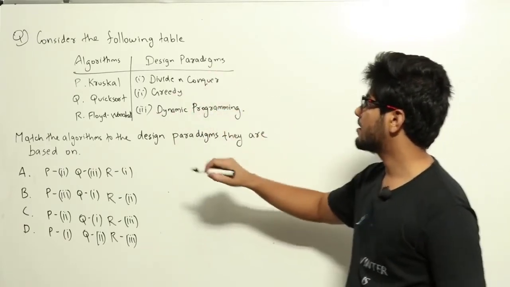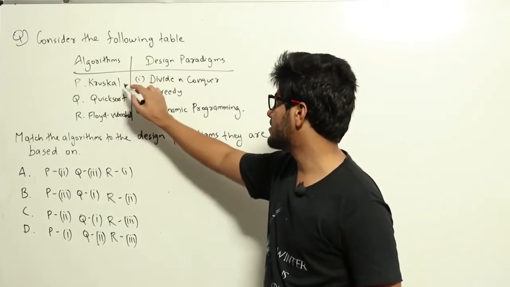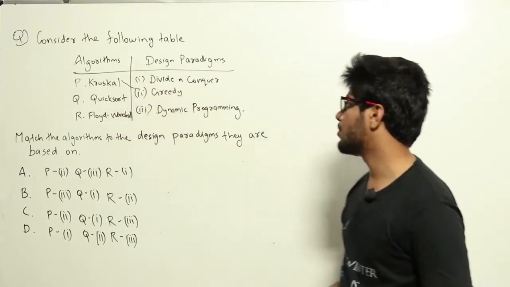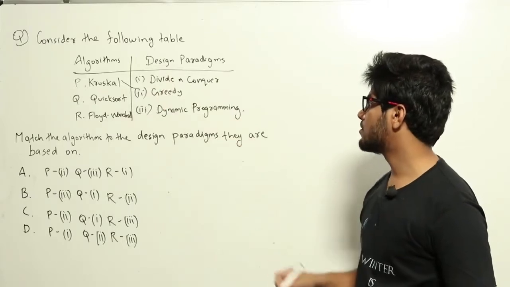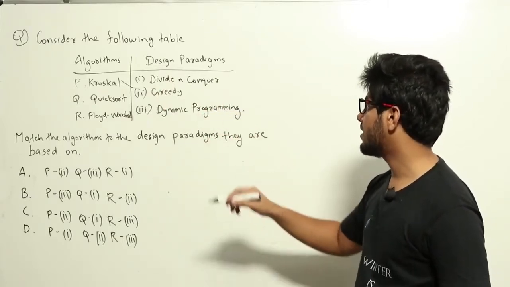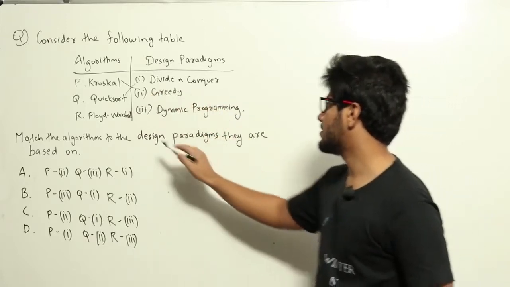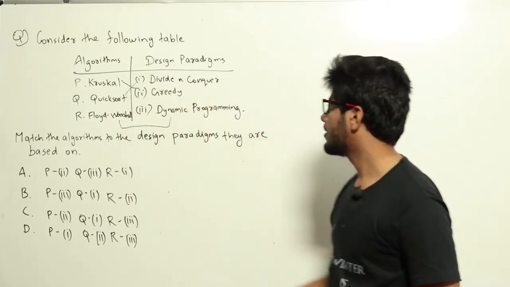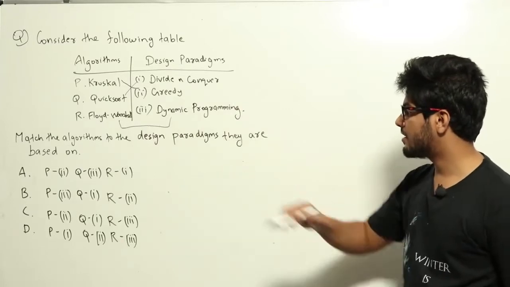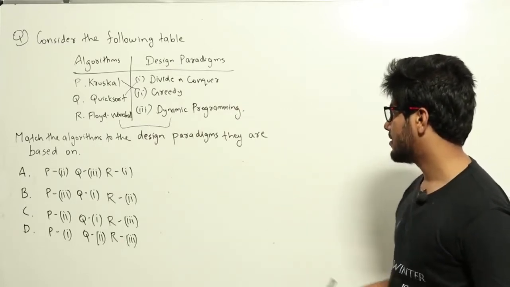So Kruskal is used for finding minimum spanning trees. It's using the greedy approach in order to solve. Quicksort is for sorting an array. It uses the divide and conquer design paradigm, and Floyd Warshall uses dynamic programming. So based on this, you can see that the correct option is C.